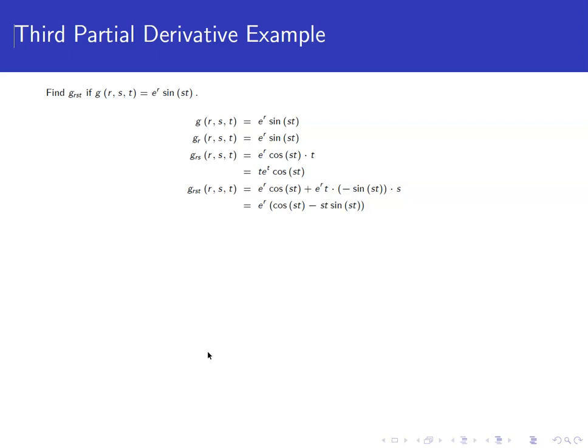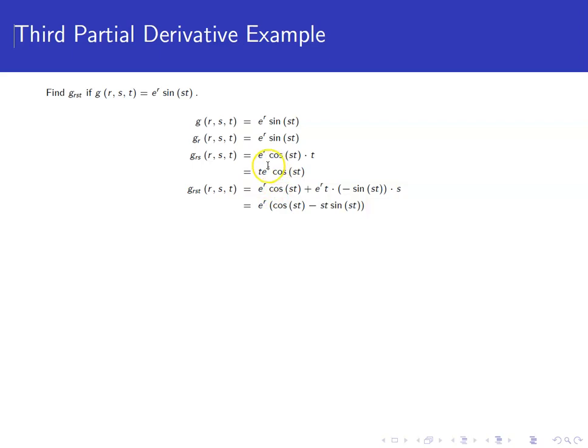We'll work off of that function and now differentiate it with respect to s. S is on the inside of that sine function, so when we differentiate, we'll get cosine of st. Then we have to differentiate the inside with respect to s, and that's where this t is coming from. E to the r is just a constant, so it's just going to hang out there along for the ride.